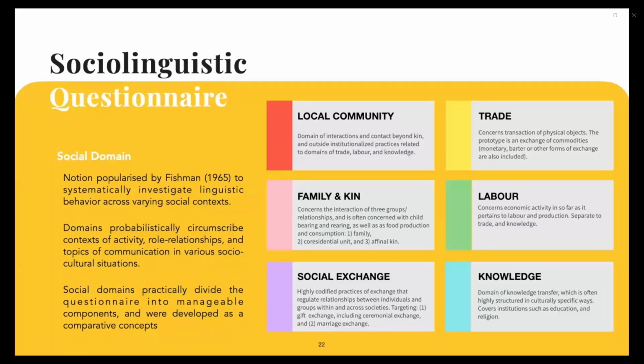So here are 6 social domains that we have for this questionnaire. We have the local community, trade, family and kin, labour, social exchange and knowledge. Most of these you'll probably have an idea of what they represent, and we left them general enough so that respondents could try and identify these domains in the contact areas that they worked in. And more or less, it was successful.